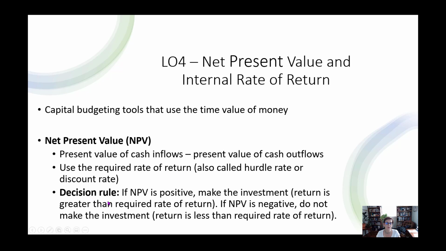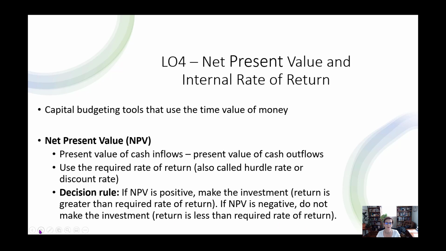And our decision rule is this: if the net present value is positive, then you're going to decide to make the investment, or say it's an acceptable investment, because positive net present value means that the return is greater than the required rate of return. Now, if the net present value is negative, you're going to say don't make the investment. It's not acceptable because the return is less than the required rate of return.